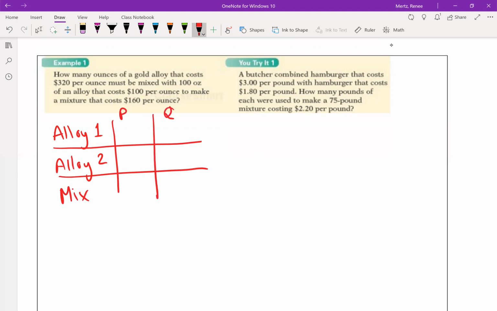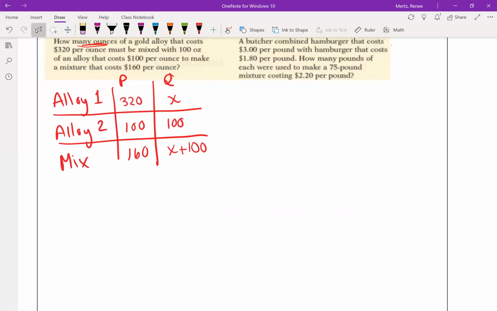So we started with the gold alloy. How many ounces? That's the one we don't know. So we don't know the quantity for $320 an ounce. Must be mixed with 100 ounces of an alloy costing $100 per ounce to make a mixture that costs $160 per ounce. These three columns are our money. For our quantity, we're putting alloy 1 and alloy 2 together to make the mix. What operation is that when I put it together? Awesome, addition. So X plus 100.